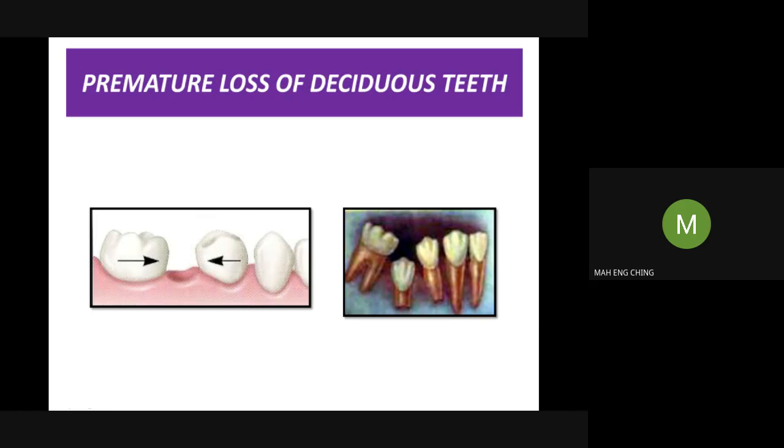Okay, premature loss means you're losing the tooth before the date it is supposed to go. Usually it will lead to tilting of the adjacent tooth, or sometimes, be careful, over-eruption of the top or bottom teeth.